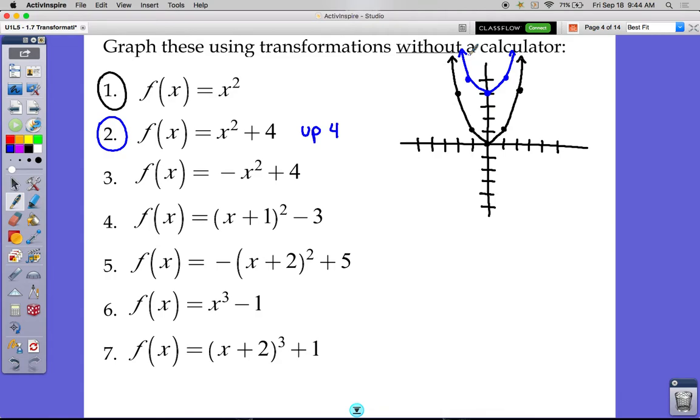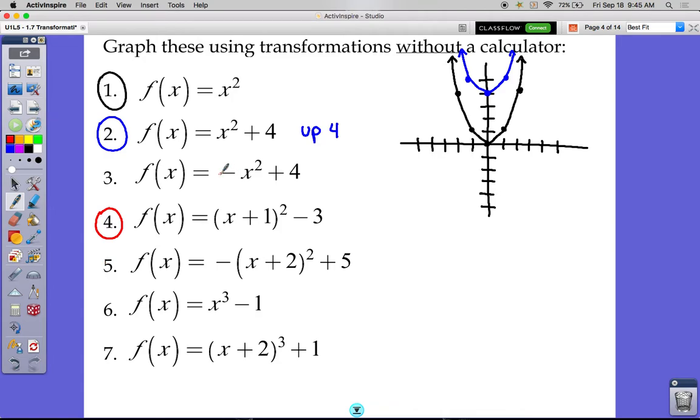All right, on the next one, notice that here, we haven't talked about this just yet. So let's actually save that one for just a minute here. Let's go ahead and jump to number 4 next, just because we haven't talked about what happens with a negative in front. We're going to revisit that.